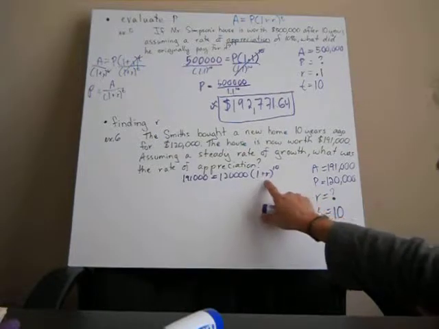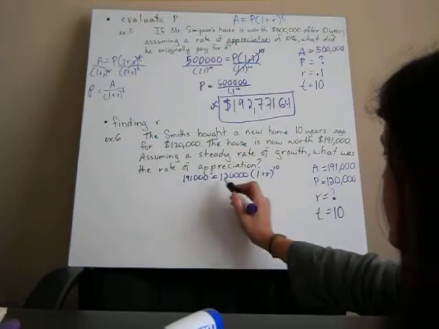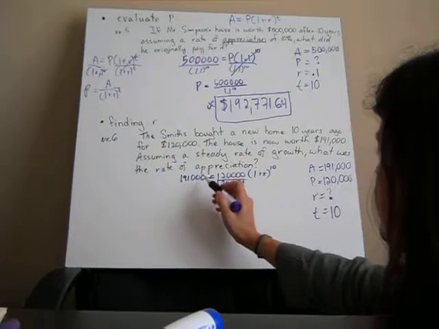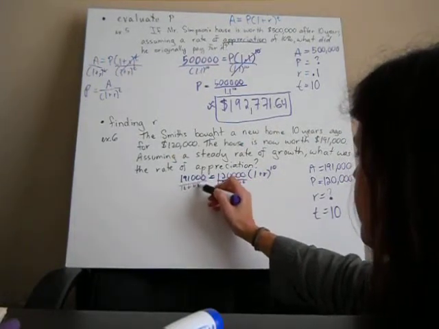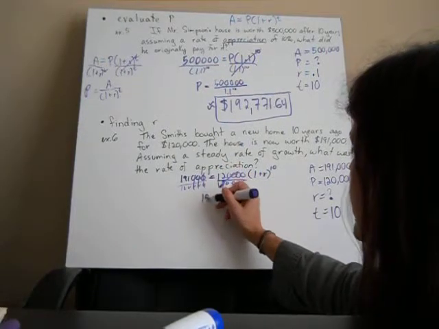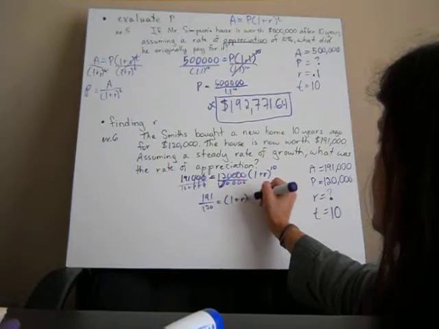Now in solving for R, we first are going to need to get this by itself, so we need to divide this number away. So divide both sides by 120,000. A lot of those zeros cancel out, and we have 191 over 120 is equal to 1 plus R to the 10th power.